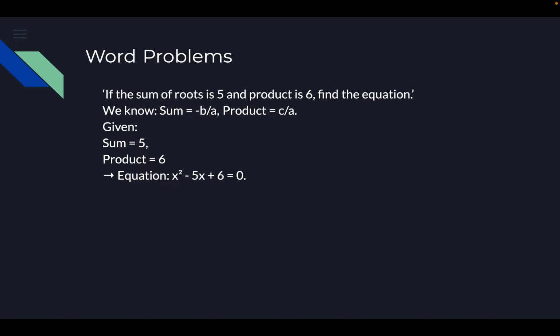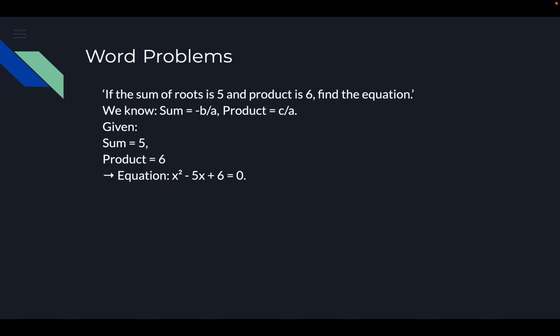Let's look at some word problems. Here the question is given in a word form. You have to find the equation of it. Okay, so in order to do that, the concept is, we know sum is equal to minus b by a and product equal to c by a. So if we have a given problem where it says if the sum of roots is 5 and the product is 6, then find the equation. So we simply put the sum equal to 5 and product equal to 6.